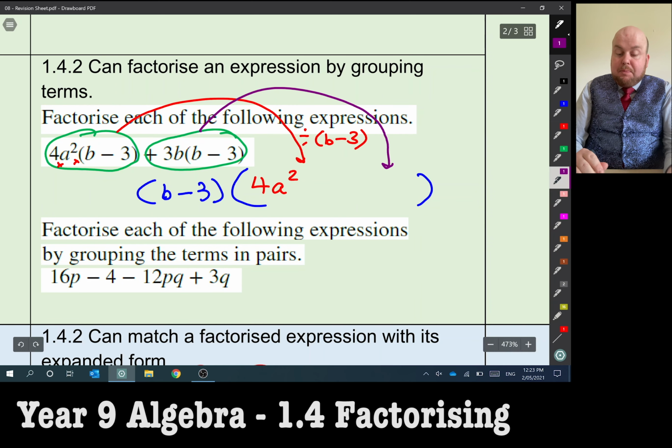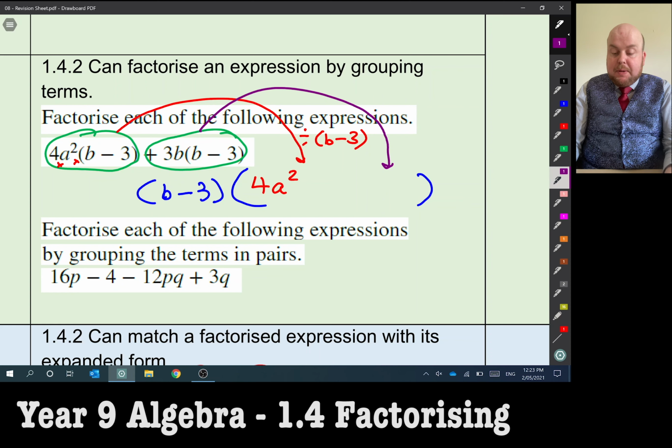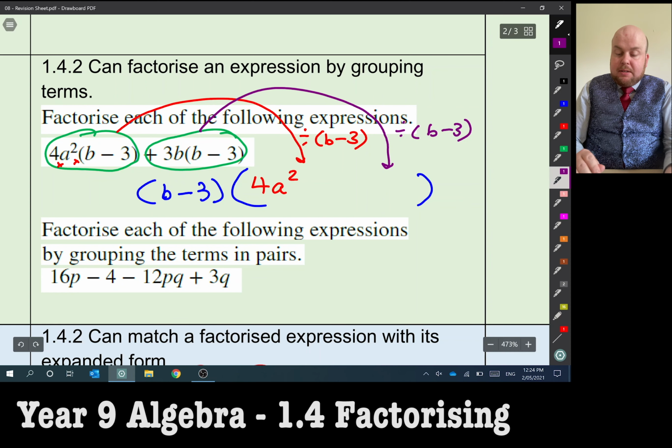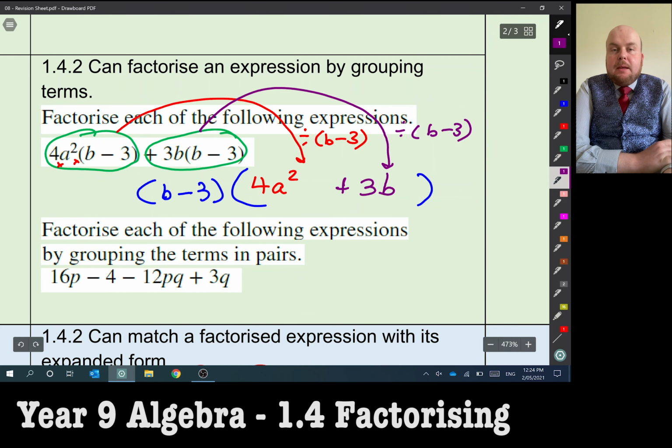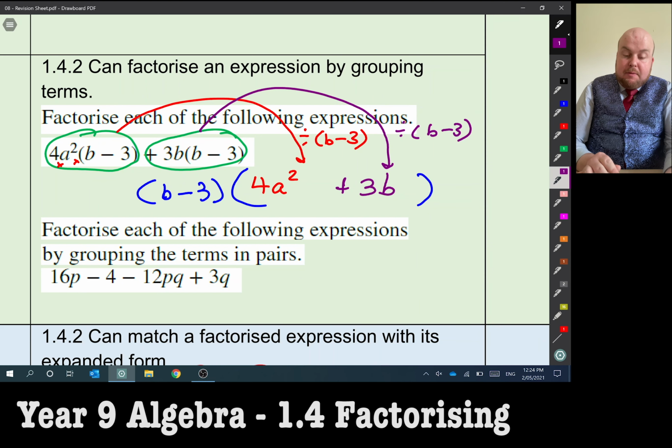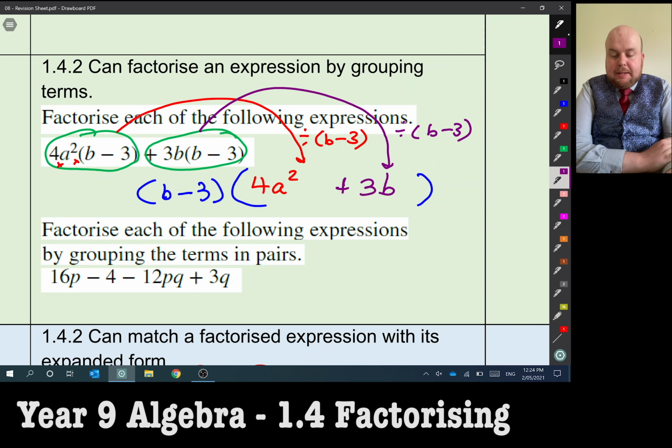And this huge thing, positive 3b times b minus 3, divided by b minus 3. Positive 3b times b minus 3, close bracket, divided by b minus 3 is going to make that positive 3b. Or a quick way is to know that you put the thing that's in brackets at the front, and then whatever's left over on the outside goes in the second bracket.